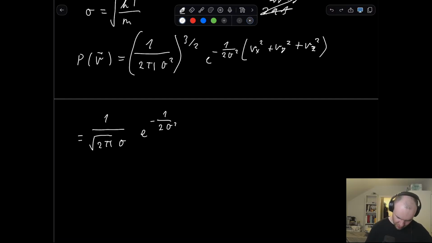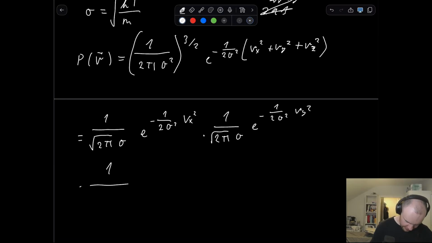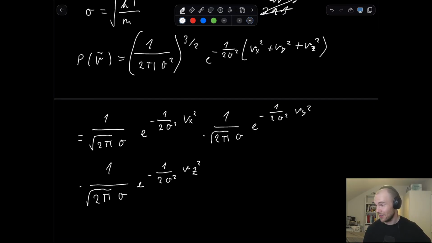So we can substitute here, and this is just vx squared, and then we can multiply by the same thing. Then I have 2 pi sigma e to the minus 1 over 2 sigma squared vy squared. Then I can multiply again. That's just 2 pi square root of that sigma e to the minus 1 over 2 sigma squared vz squared. And this is actually the formula for a normal distribution. So we actually have the probability here.